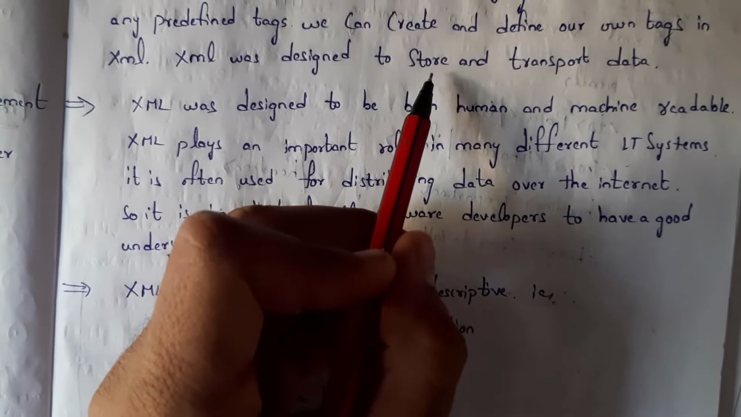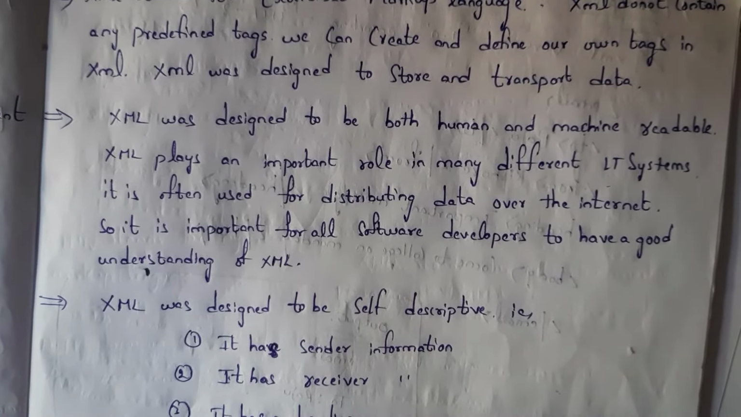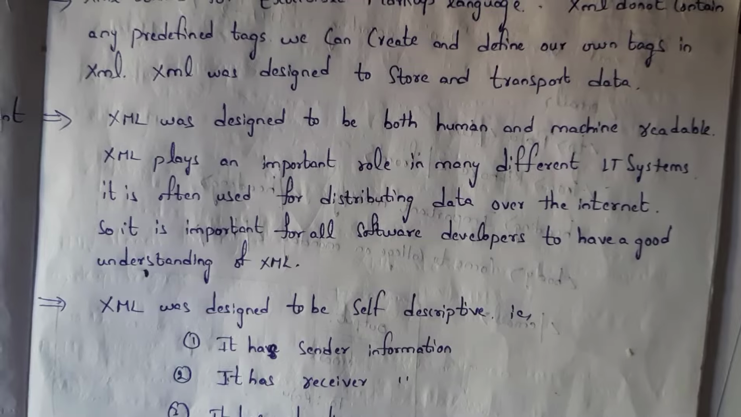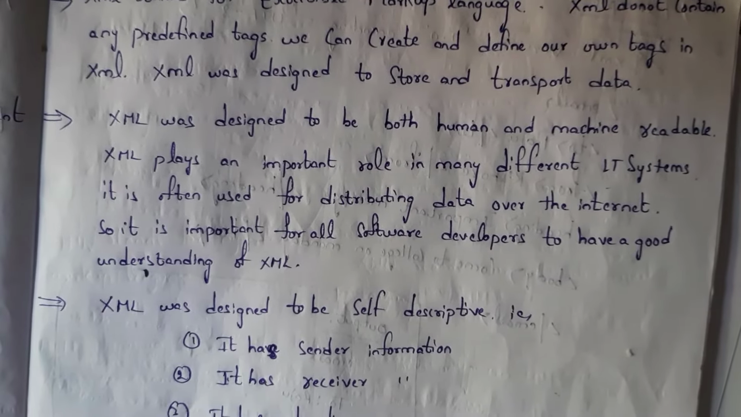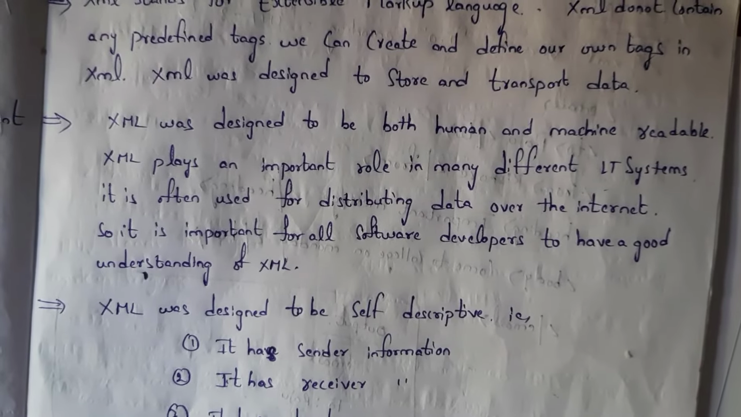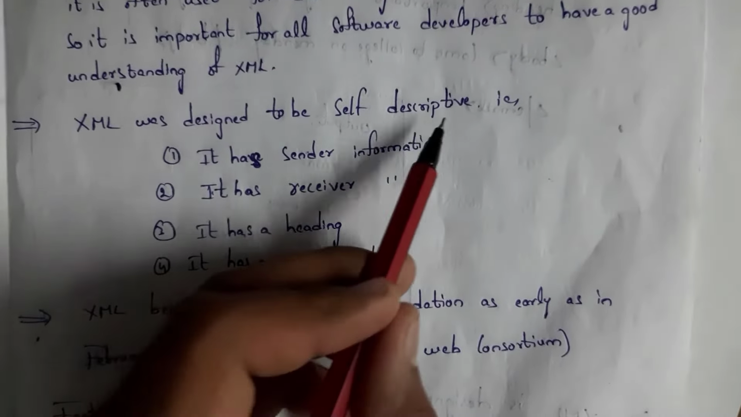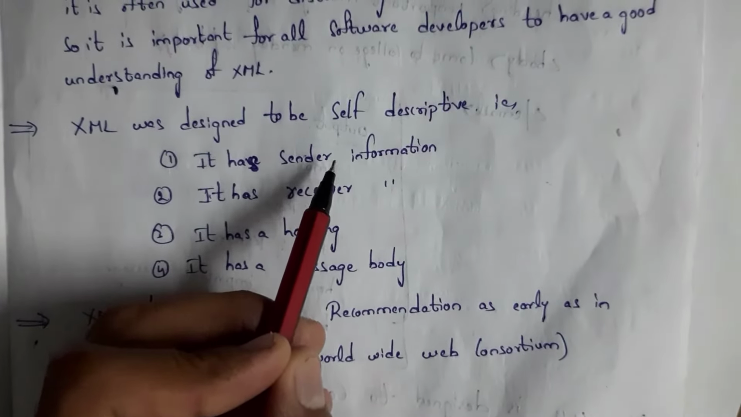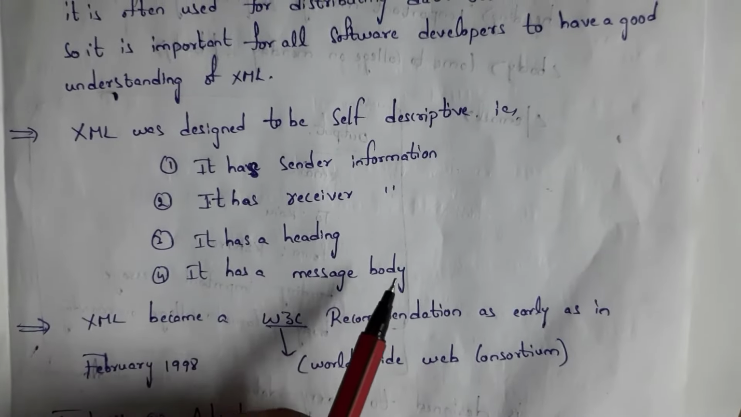We can easily transport data over the internet in XML, and XML is used by many IT companies because this language is easily understandable by human beings. So many software companies prefer XML. Many software engineers use XML because it is easily understandable by human beings as well as machines. XML is self-descriptive. Self-descriptive means it contains sender information, receiver information, heading, and message body.